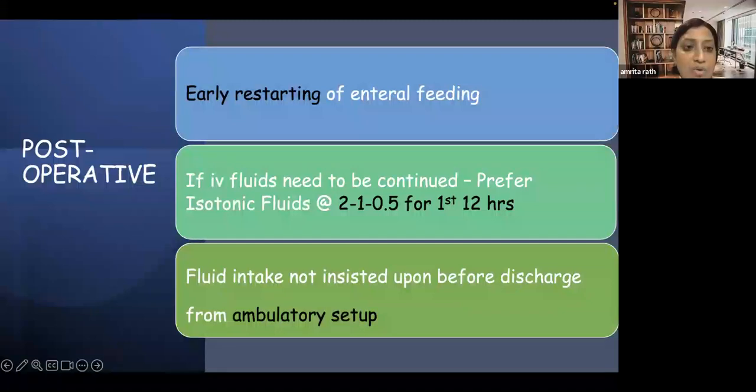Okay. And how fast to start the enteral feeding? Early is the best. And if you want to give IV fluid in the first 12 hours postoperatively, it is not the Holliday-Segar formula with which you should give; rather you should halve it, 0.5.